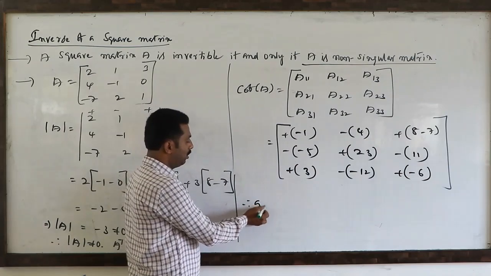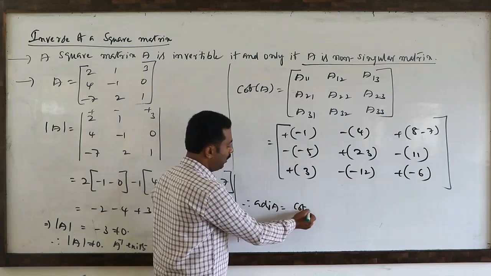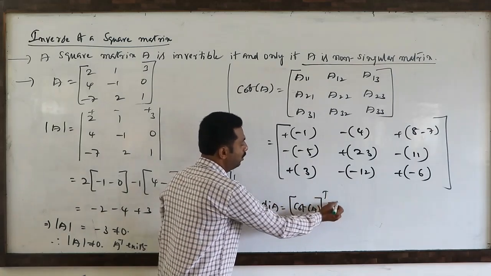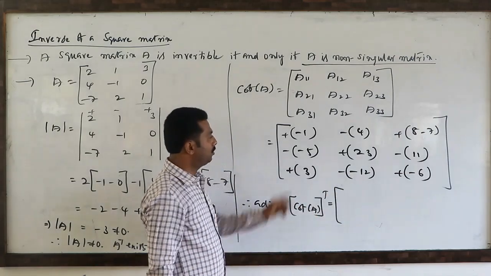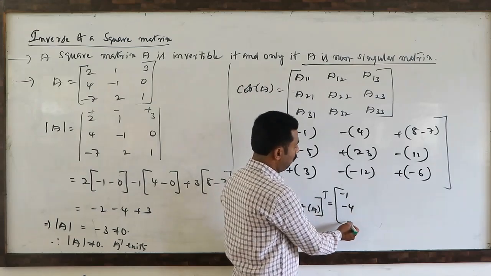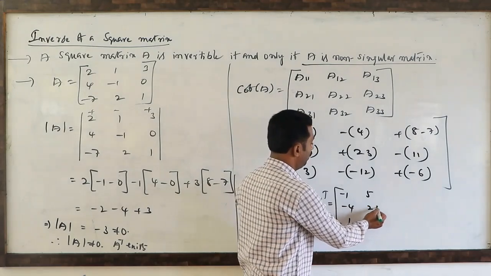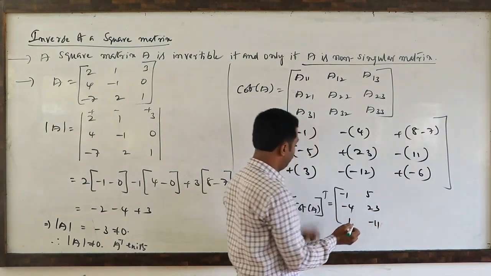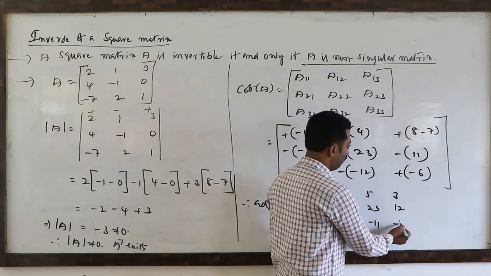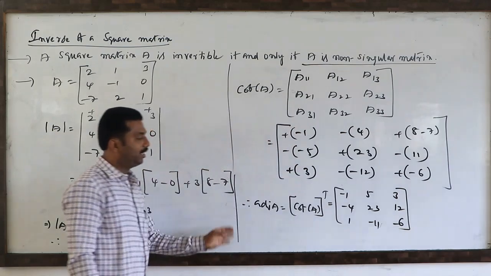Therefore, adjoint of A equal to cofactors of elements of A whole transpose. You tell me. This transpose: minus 1, minus 4, 1. This is plus 5, 23, minus 11. Third row, 3 plus 12 minus 6. So this is the adjoint of A.